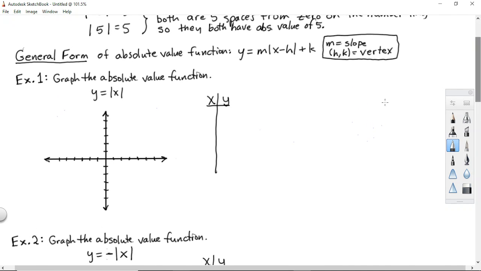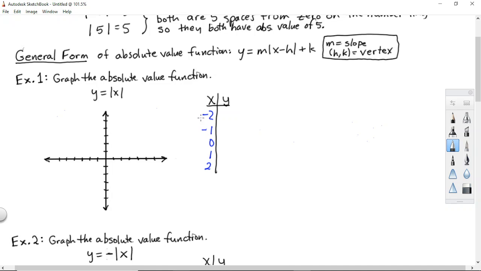We want to graph this one first. First example, graph the absolute value function. And here's the one we're going to graph, the very simple y equals the absolute value of x. Okay, so we'll graph it by plotting some points. And we will look at these points in particular. X values -2, -1, 0, and then 1 and 2, and we'll calculate what the y value is for each of those, and then we will plot those points.